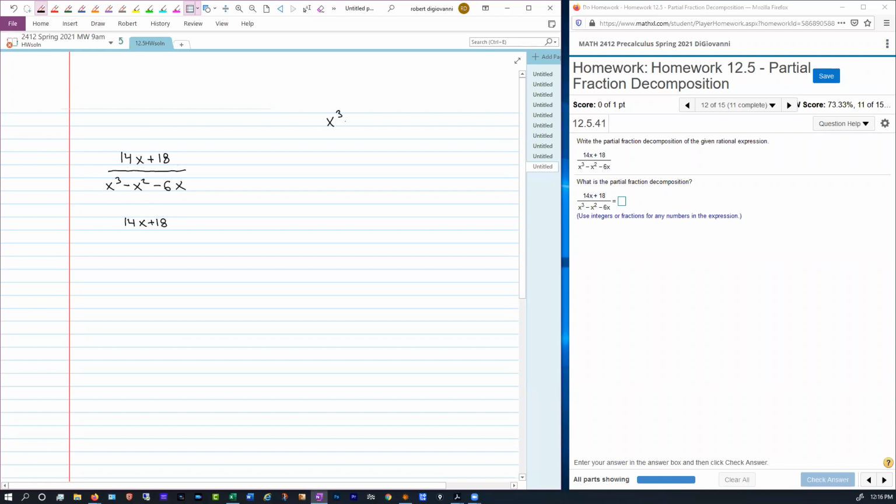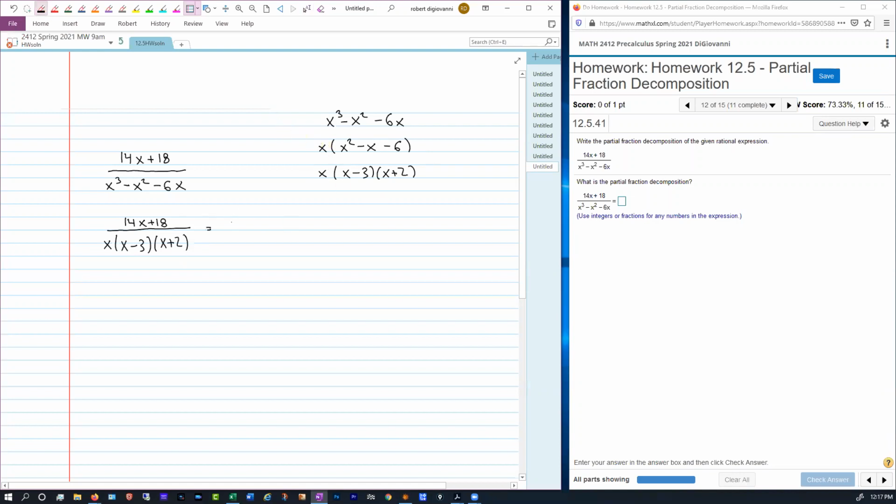X cubed minus x squared minus 6x. We can pull an x out, greatest common factor. And then the remaining quadratic can factor to be x minus 3, x plus 2. And so we're going to just get 3 distinct linear factors here. So this one should be straightforward. We should be able to use the shortcut method here.